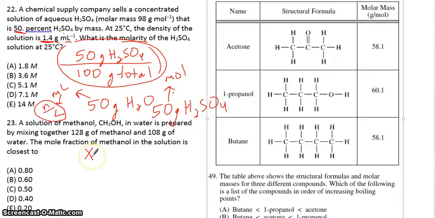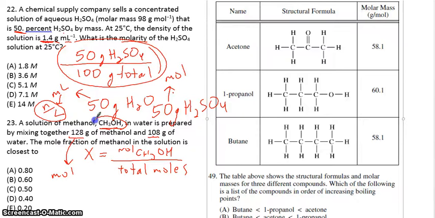23 says we have methanol in water, made by mixing together some methanol and some water. So we want the mole fraction. Mole fraction is moles, in this case of methanol, CH3OH, over total moles. This should be easy enough. This one you can probably do without a calculator. Try it. You have to convert this into moles by dividing by the molar mass of methanol. They don't give you the molar mass of methanol, but the numbers are clean, so it sounds like possibly you can do this without a calculator. Get the molar mass of methanol, divide. Molar mass of water is 18, divide, and try to solve this problem and find what the answer is.